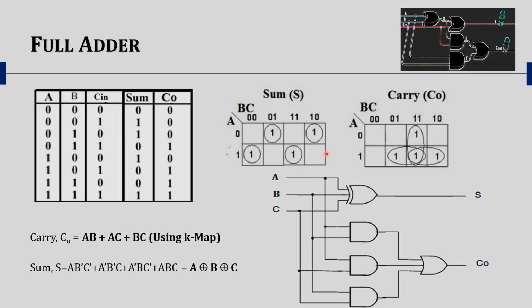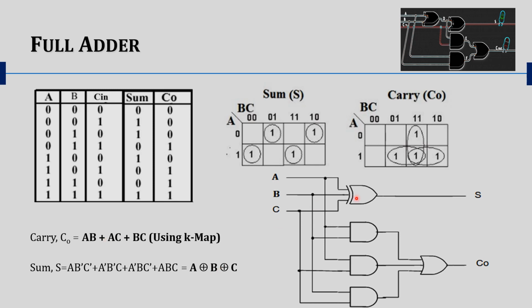For the sum term, we'll be getting the values as A B bar C bar plus A bar B bar C plus A bar B C bar plus ABC, which is equivalent to A exclusive or B exclusive or C. So to represent the sum term, we need an XOR gate, and to represent this carry term, we need 3 AND gates with 1 OR gate.